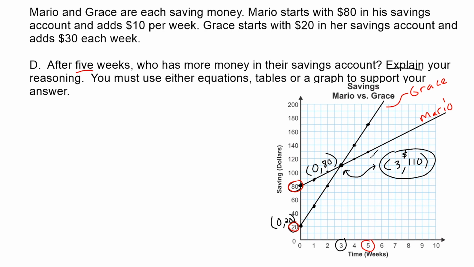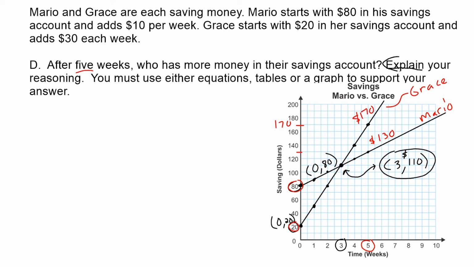So what we're going to do is go to the 5th week on the x-axis and raise up until we hit Mario's line, and go over to the y-axis and see that he has $130 at the 5th week. And for Grace at the 5th week, if we go up and hit her line and go over to the y-axis, we can see that she has $170 at that point in time.